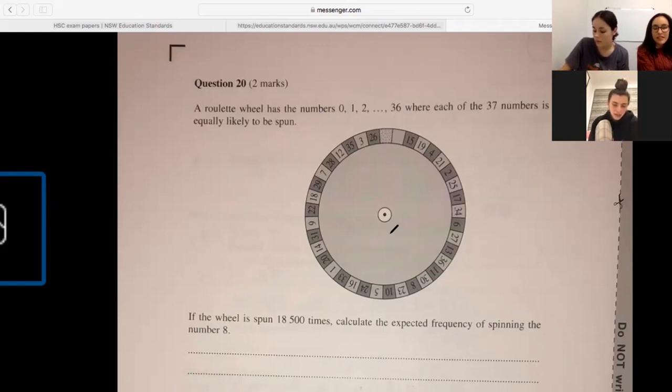Why does it say... It says it has the numbers 1 to 36, and it says where each of the 37 numbers is. Yeah, because they're counting. Okay. So 0, 1, 2, 3. Yeah.